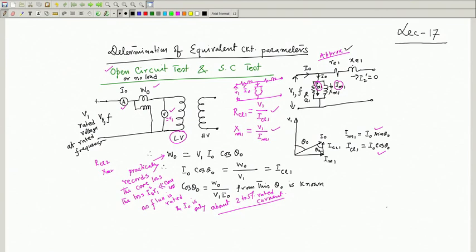the open circuit test, which I discussed in the last class. From that test, this parallel branch Rcl1 and Xm1 can be determined. What we did there is this: generally, the open circuit test is carried out from the LV side. Whichever side you energize for testing, the parameter values we get will be referred to that side.